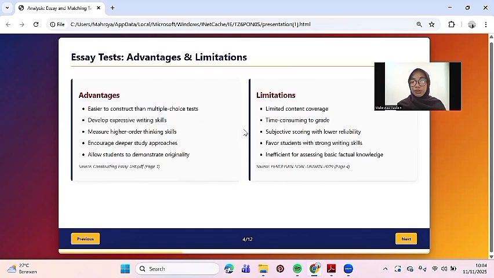Essay tests are easy to make and help students develop writing and higher order thinking skills. They also encourage deeper learning and creativity. However, they take longer to grade, cover less material, and scoring can be subjective. That's why teachers need to balance essay tests with other types of assessment.